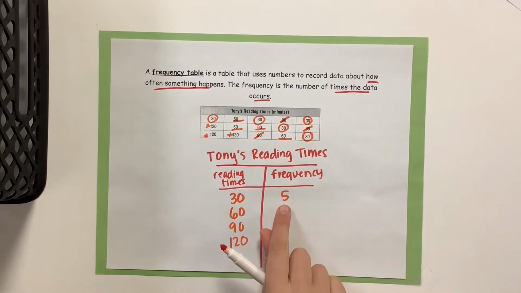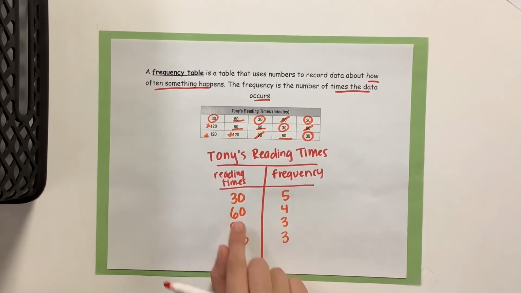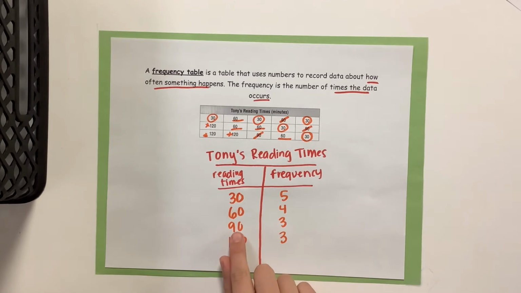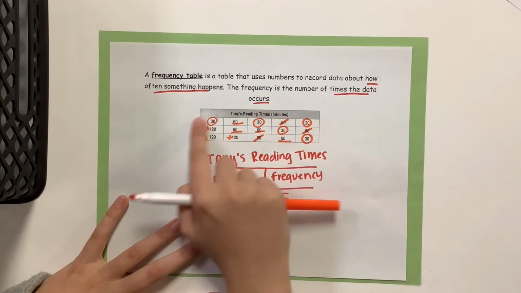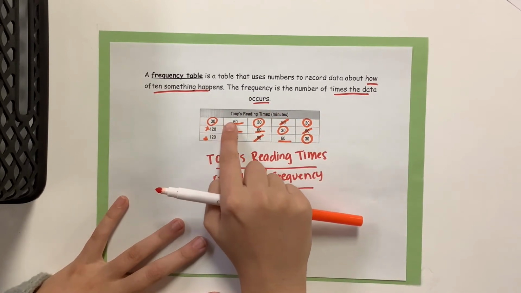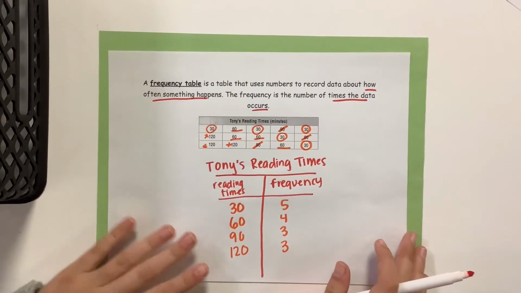5 of those times he read for 30 minutes. 4 of those times he read for 60 minutes. 3 of those times he read for 90 minutes. And 3 of those times he read for 120 minutes. So the data that we were given was just the minutes that he had read each day, and we made it into a frequency table.